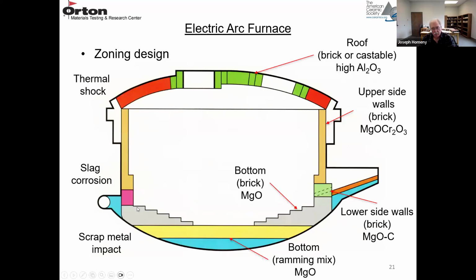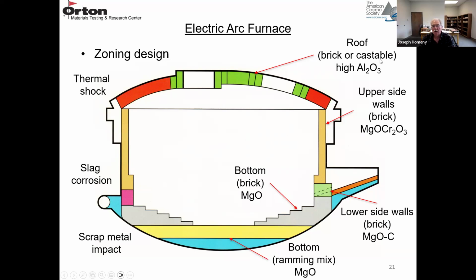So this is how the furnace is zoned. There's thermal shock issues on the roof and upper sidewalls. When you get down to where the slag is, there's slag corrosion issues. And you're dropping in scrap metal, which could be an automobile that's been crushed into a cube. I mean, there's really, really large pieces of scrap metal being dropped in. So there's impact issues.